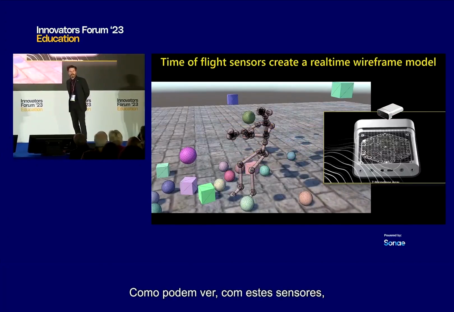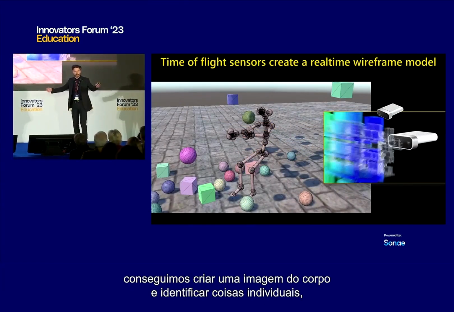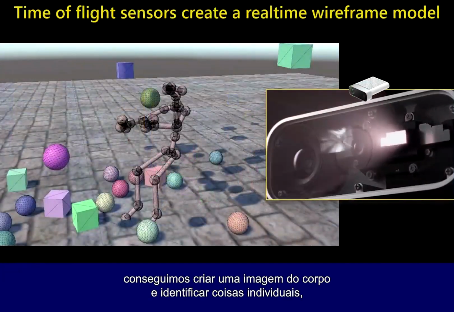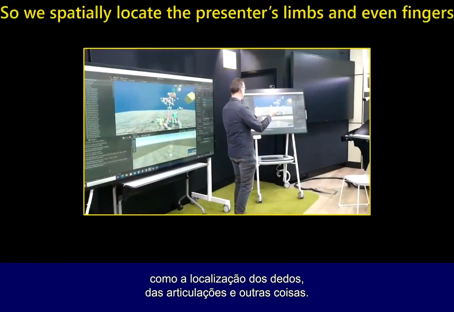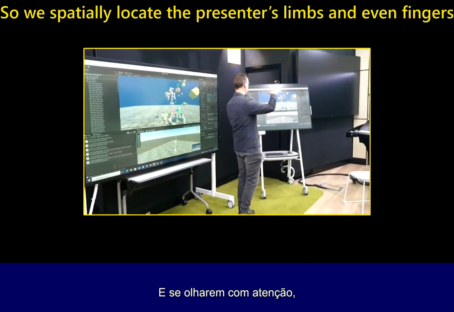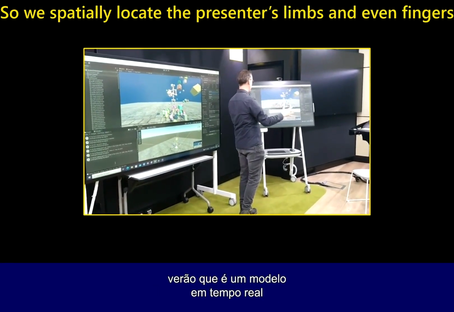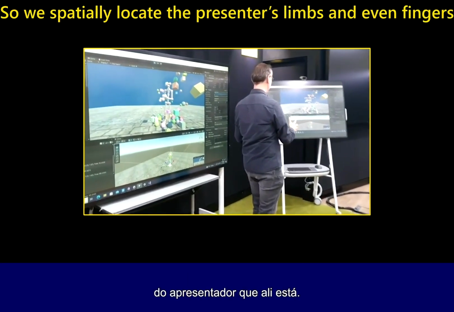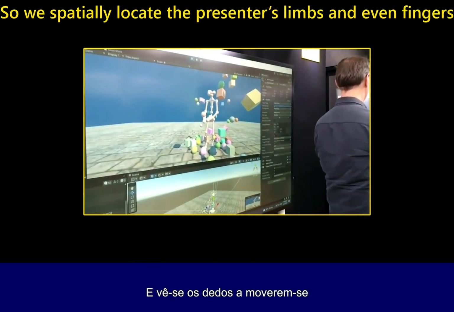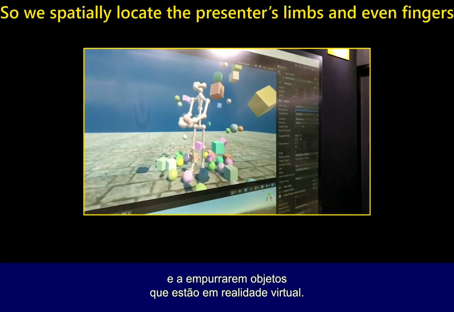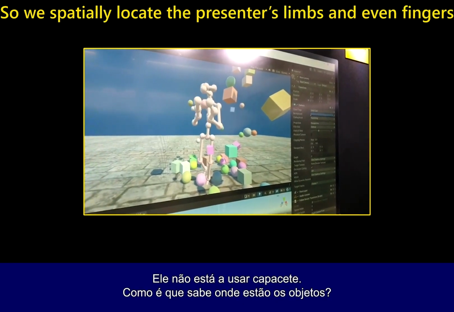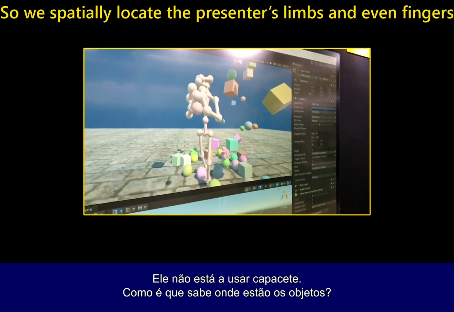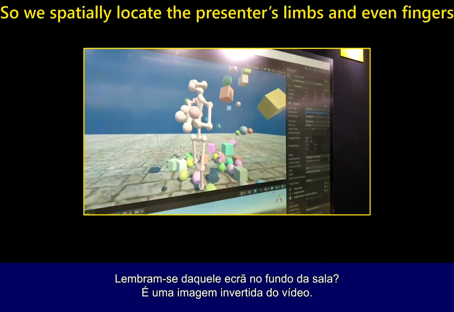Now you can see here that with time-of-flight sensors, we're able to create a wireframe of the body and track individual things like the locations of fingers and joints and other such things. And if you look carefully in this video, you'll see that the wireframe model is real-time from the presenter who's just standing at the front of stage, and you can see their fingers moving, and you can see them actually pushing objects that are in virtual reality. They're not wearing a helmet. How do they know where these objects are? Well, remember that screen at the back of the room?